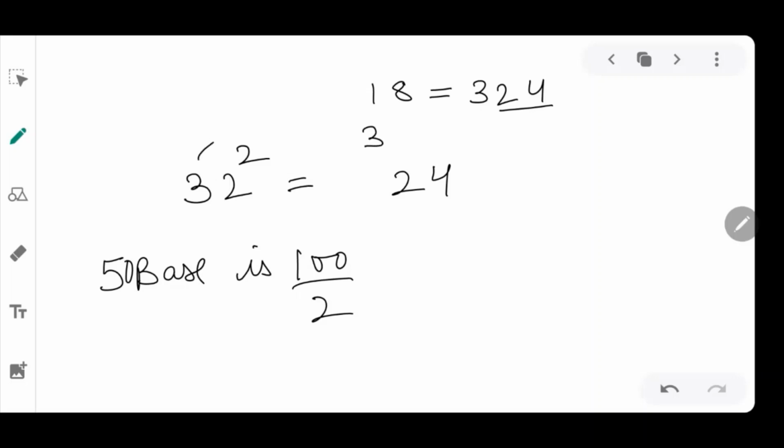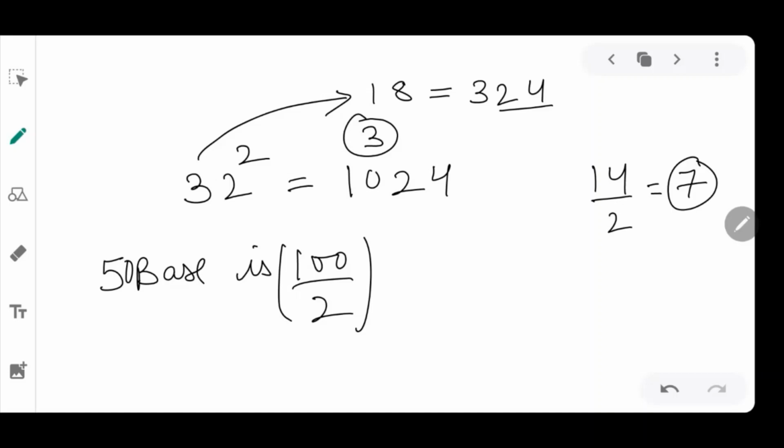Next step is 32 minus 18. That will be 14. Now 14, as you know, 100 is divided by 2, so 14 will be divided by 2. That comes out to be 7. Now this 7 plus 3 will give you 10. So the answer is 1024.